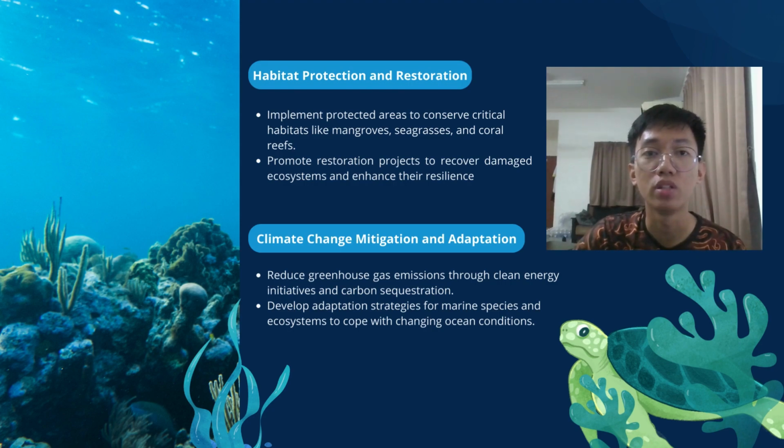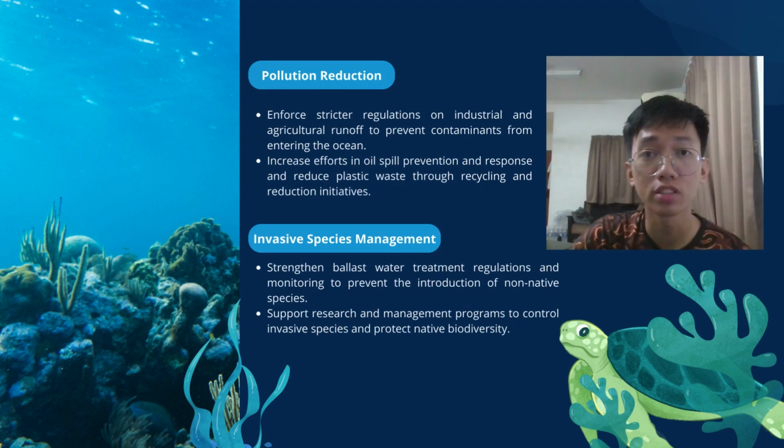We also need to develop adaptation strategies for marine species and ecosystems to cope with the changing ocean conditions, such as shifting distribution, altered food webs, and reduced productivity. We need to enforce stricter regulation on industrial and agricultural runoffs to prevent contaminants from entering the ocean. These contaminants can harm marine life and human health by causing eutrophication, algal bloom, hypoxia, and disease outbreaks.